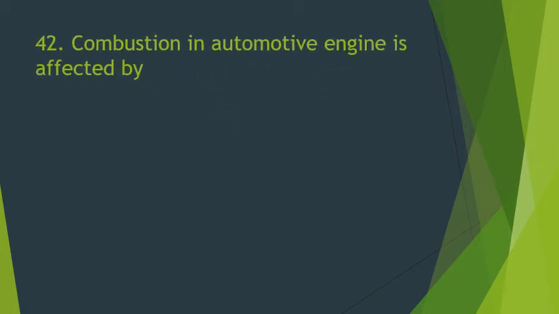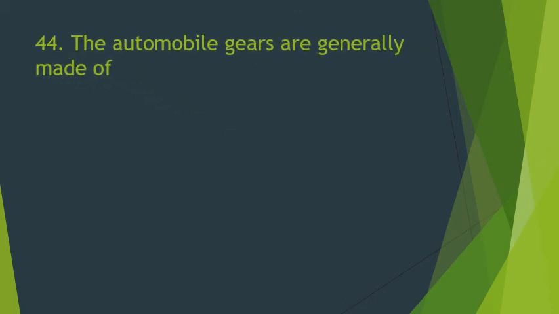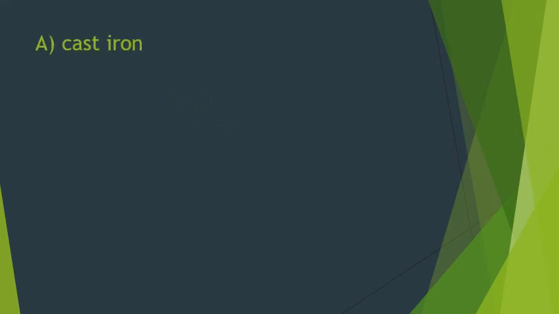Combustion in automotive engine is affected by A. Atmospheric pressure. B. Change in air temperature. C. Humidity. D. All of the above. What carries the driving wheels of a vehicle? A. Crankshaft. B. Crank and slider. C. Propeller shaft. D. Axles. The automobile gears are generally made of A. Cast iron. B. Mild steel. C. Alloy steel. D. Cast steel.